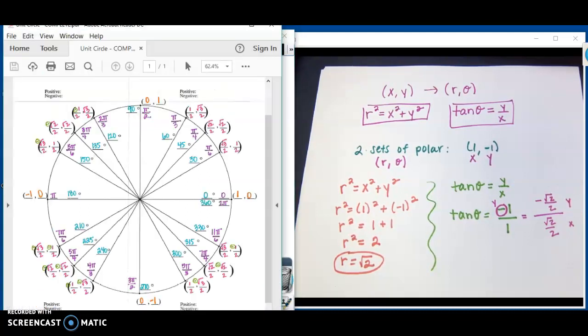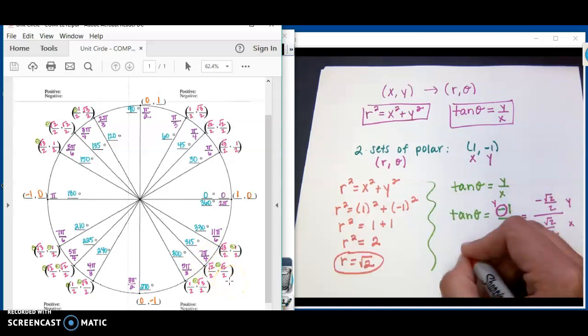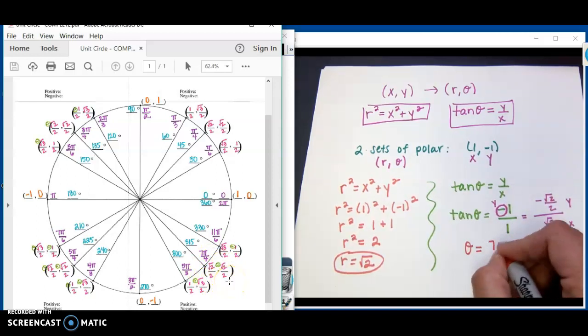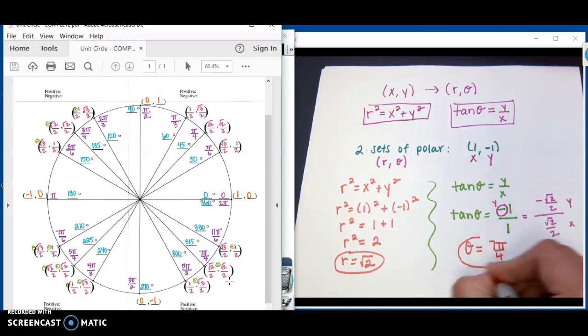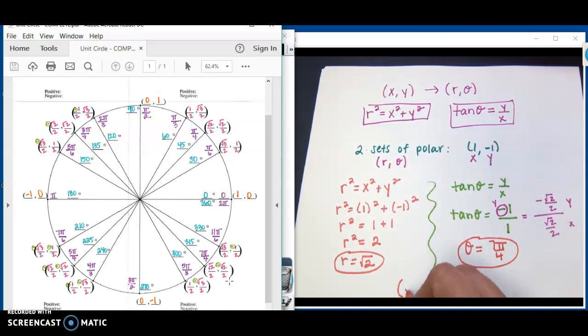So take a look at the unit circle. You're looking for when you have a negative y value and a positive x value. If you look here at 7 pi over 4, that's where we would have a tangent value of -1, but the y is negative. So the theta value that goes with that radius is 7 pi over 4. So the polar point here is the square root of 2, 7 pi over 4.